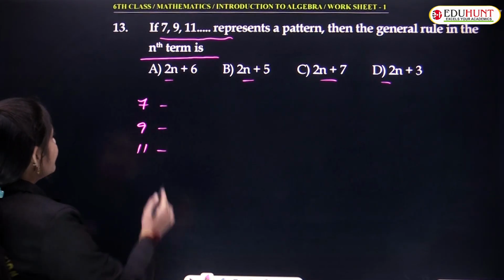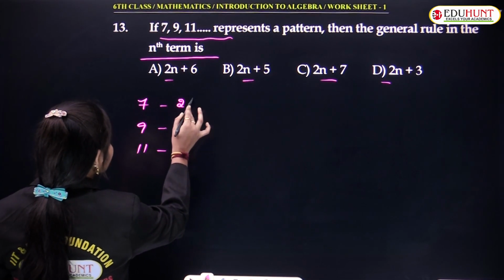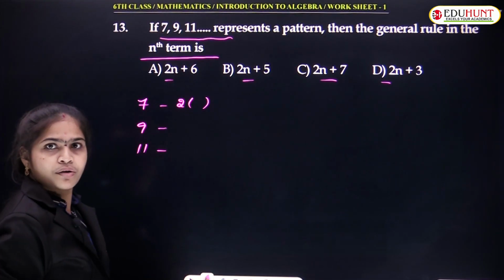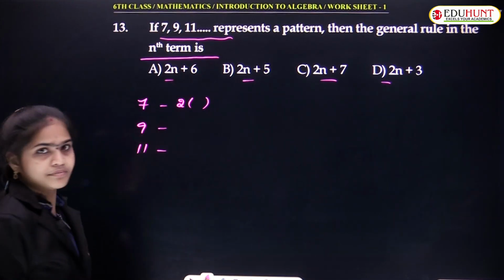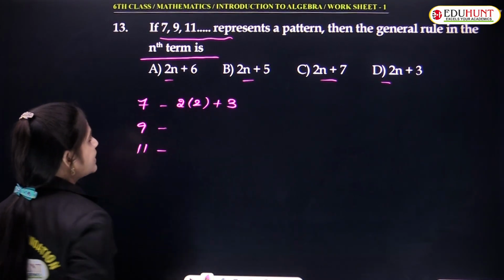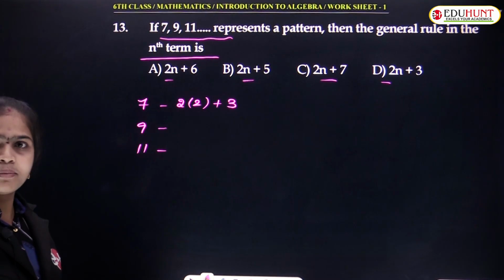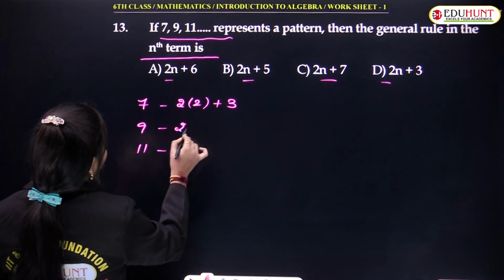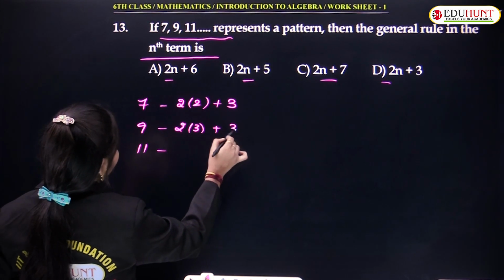So first it is better to write this as 2 into some multiple, plus something. See here, 2 twos are 4, plus 3. Shall we write like this? 2 twos are 4 plus 3. And coming to this one, 2 threes are 6 plus 3. Shall we write like this?